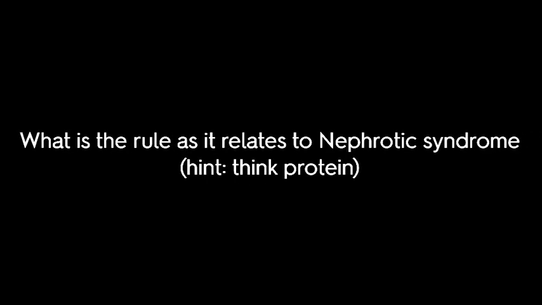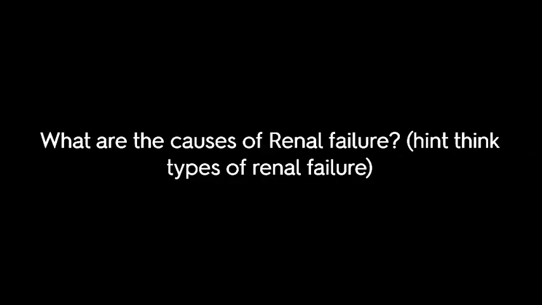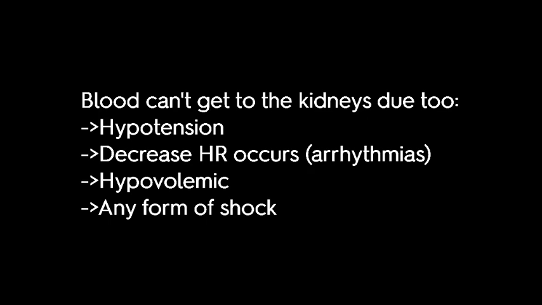What is the rule as it relates to nephrotic syndrome? Limit protein with kidney problems except with nephrotic syndrome. To deem something as renal failure, what does it require? Bilateral failure. What are the causes of renal failure? Pre-renal failure, intra-renal failure, and post-renal failure. What is pre-renal failure? Blood can't get to the kidneys due to hypotension, decreased HR, hypovolemia, or any form of shock.